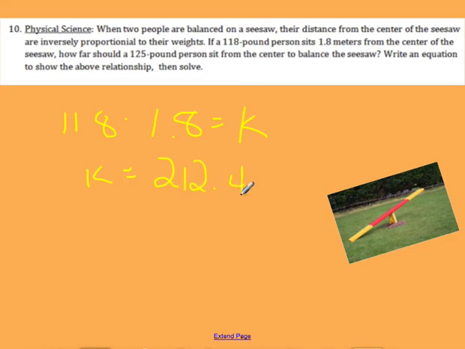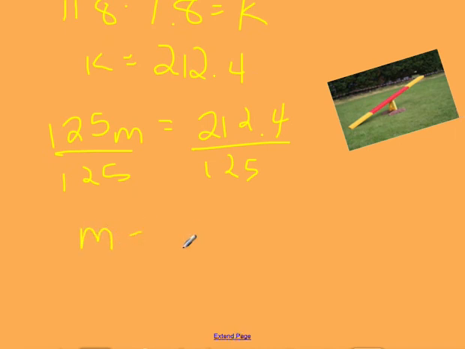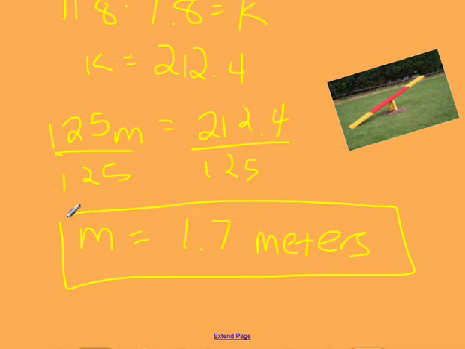Now we need to figure out how far a 125-pound person should sit. So we have 125 pounds sitting m meters away, and that needs to be equal to our constant of 212.4. Divide both sides by 125, and then I end up getting m is equal to 1.7, and then it's going to be meters. So a 125-pound person should sit 1.7 meters away from the center.